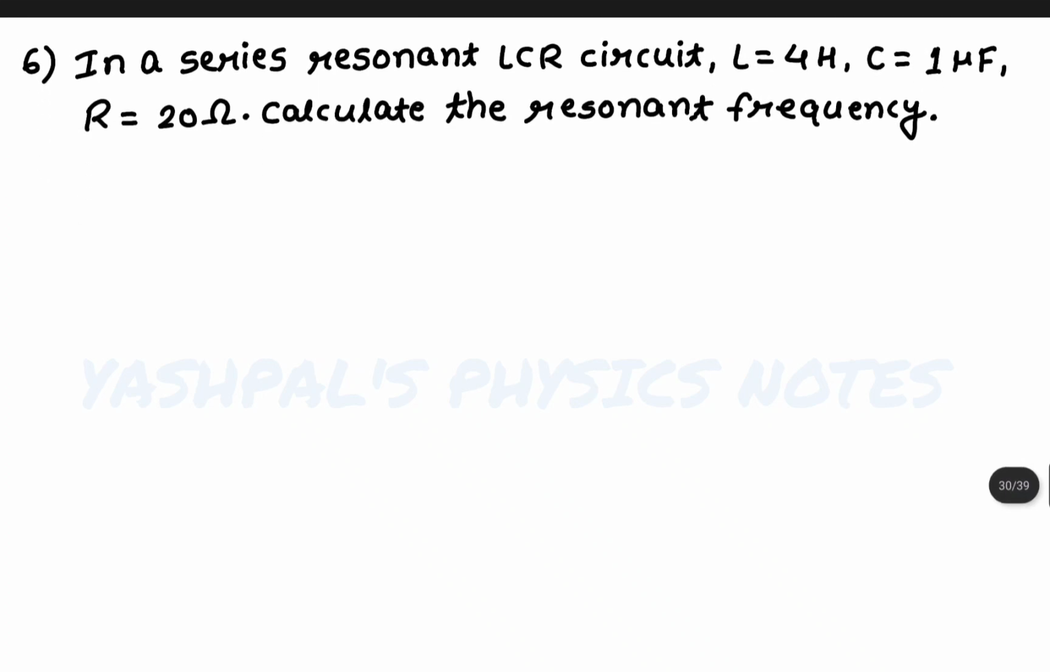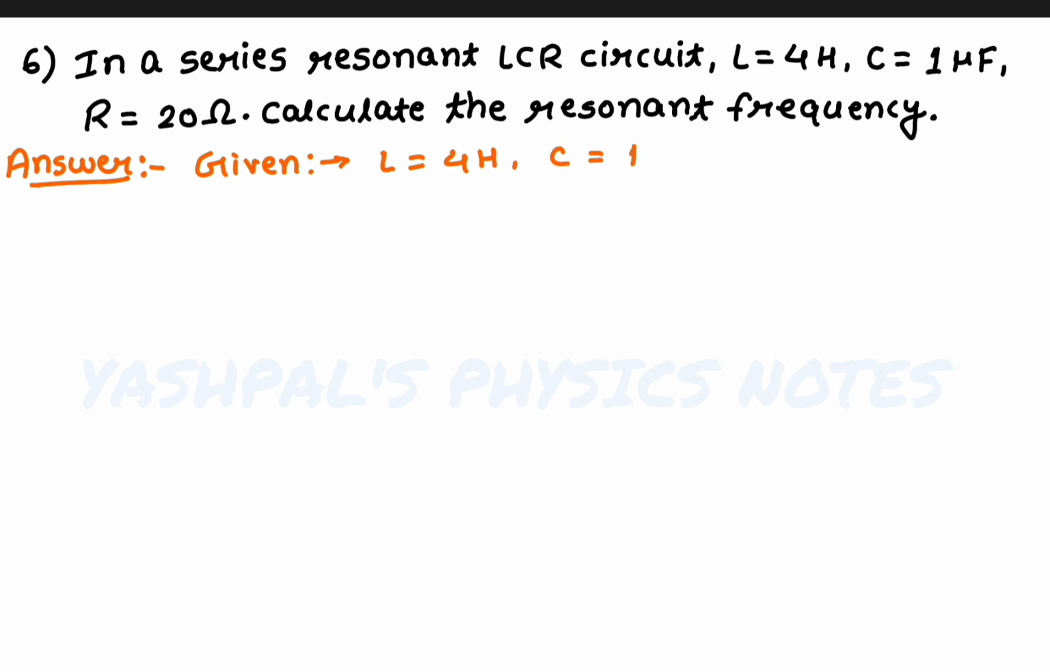Question number 6. In a series resonant LCR circuit. Okay, so here it is directly given as LCR circuit. So just write the given data. What is given? Inductance is given. L is equals to 4 Henry. No need to convert. It is already given in standard form. Capacitance is given as 1 microfarad. Here we have to convert it to farad. 1 into 10 to the power minus 6 farad. Then resistance is given as 20 ohm. What have we been asked? We have been asked to find the resonant frequency.